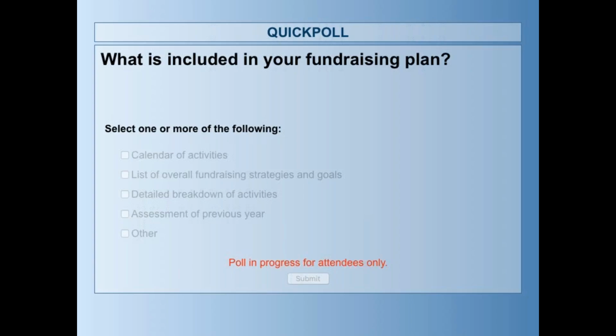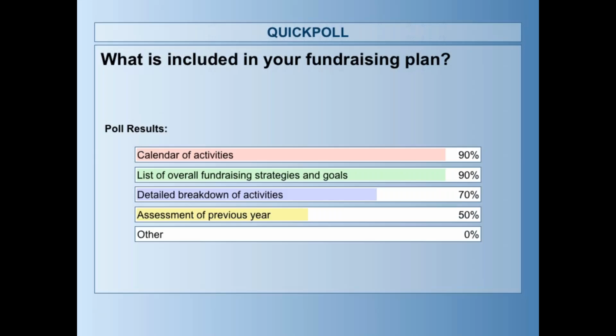I didn't include a do not know this time. If you do not know, do not vote, but hopefully most of you who have the plan can tell us a little bit about what's in it. Okay. Thanks for voting. Here's our results. Most folks have a calendar and this big picture of fundraising strategies and goals. Many people have a detailed breakdown of activities, and about half of folks have an assessment of the previous year.